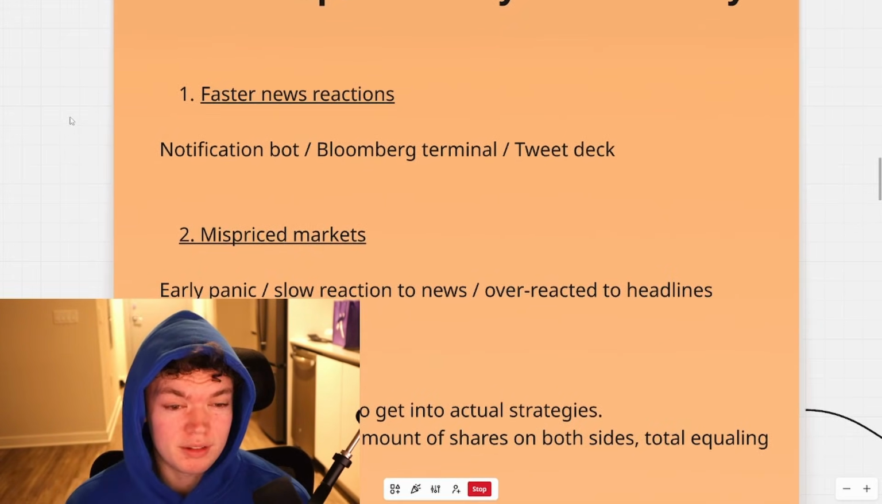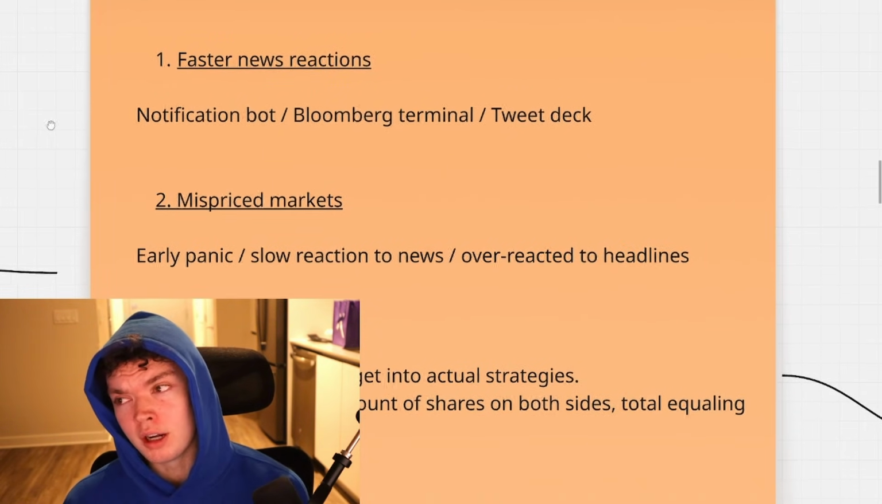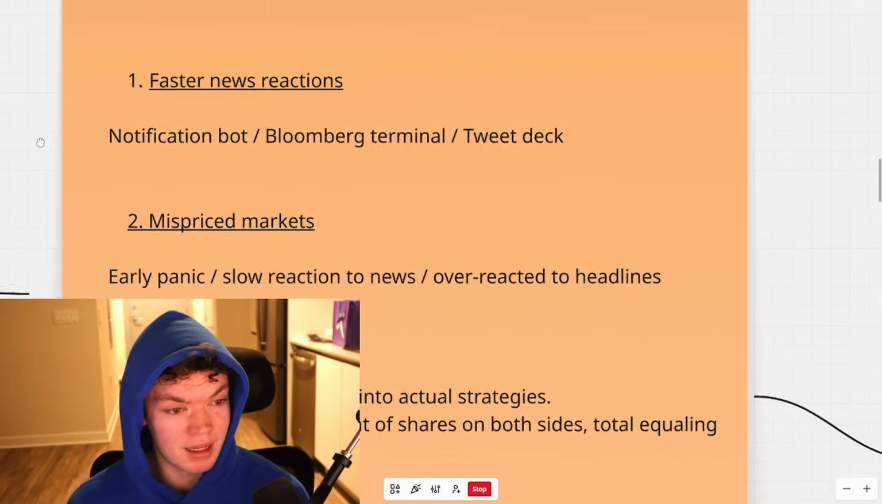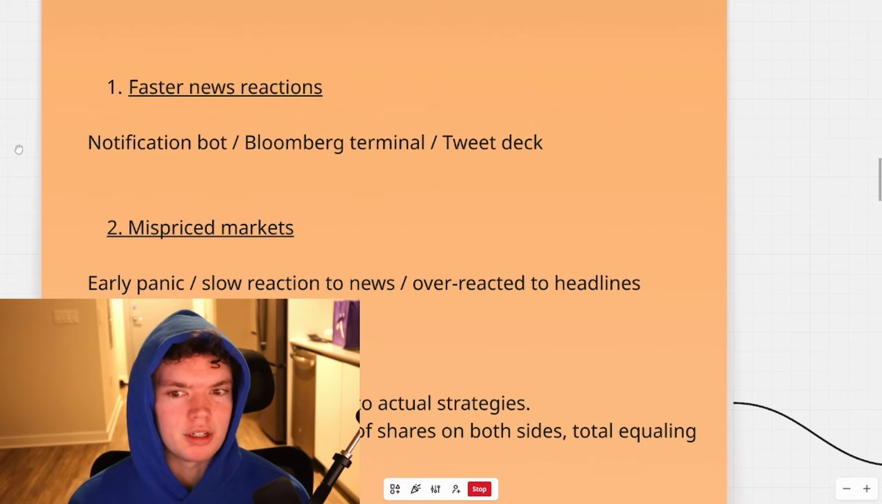Another option is mispriced markets. So early panic, slow reaction to news, or an overreaction to headlines. Because a lot of times people see a headline and think, oh my gosh, it's happening. And then there's an overreaction.